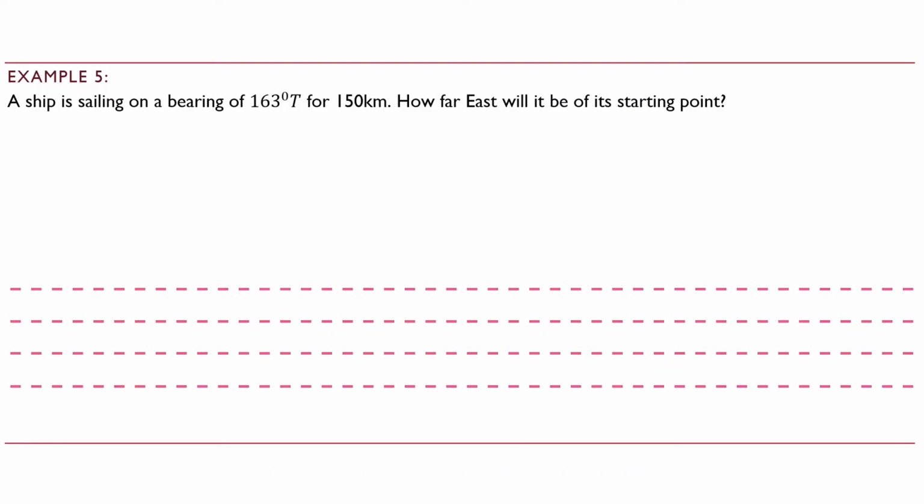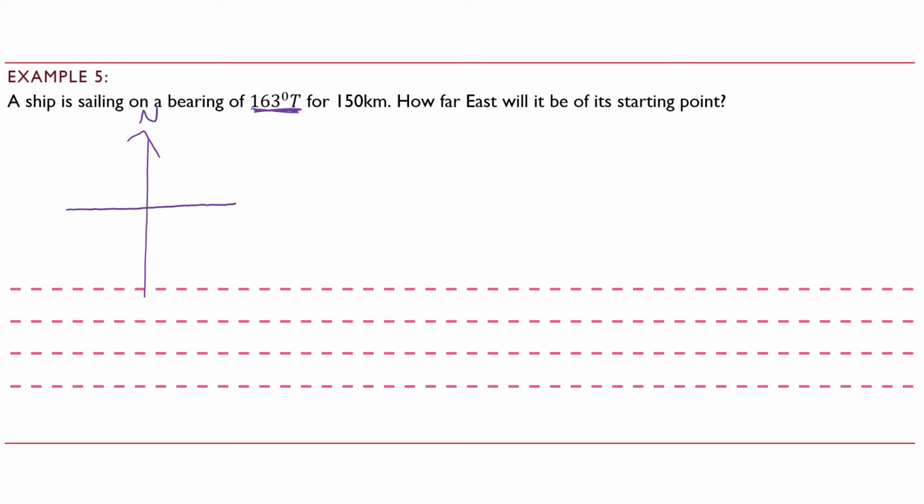All right, example 5. A ship is sailing on a bearing of 163 degrees true for 150 kilometers. How far east will it be of its starting point? So this is a true bearing. So we're going to draw our compass and put our north.